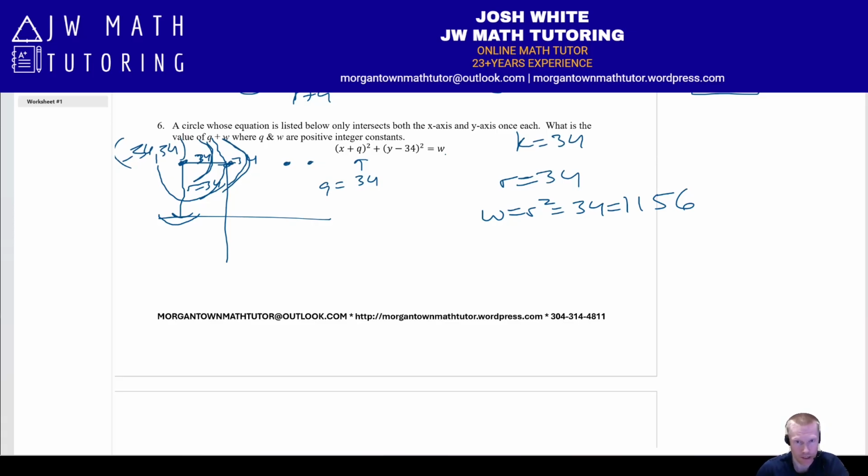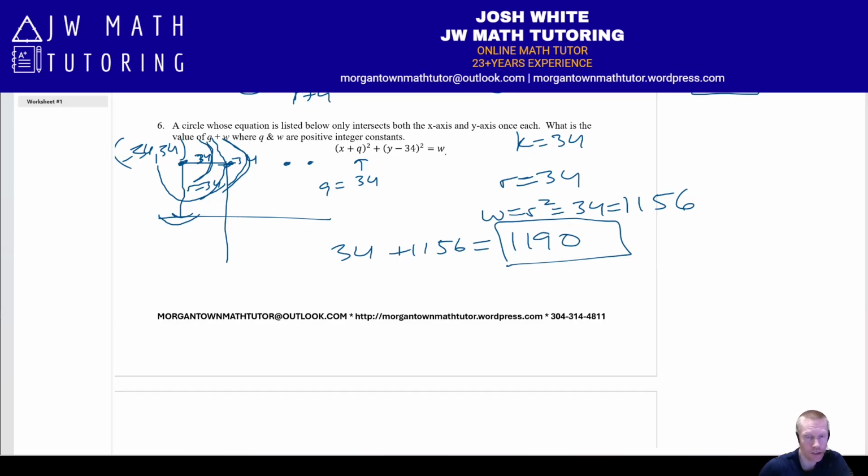But we don't necessarily care about that so much. But now we have q and w, and we can add them together, 34 plus 1156, and we can get the correct answer, which is just 1190. Now, you could technically go into Desmos and try to do this with a slider, but I don't think it's going to save you that much time because you still need to know that the radius is 34. So you're already going to have to have figured that out, to get it to intersect the x-axis once. And then when you do that, you would see that it would be the same for the y-axis. So I don't think there's a short, quick, easy way to find this in Desmos.